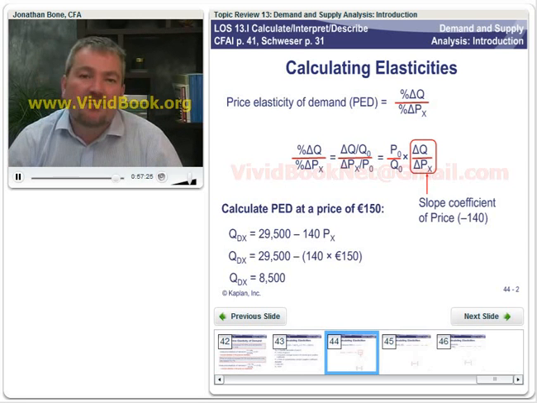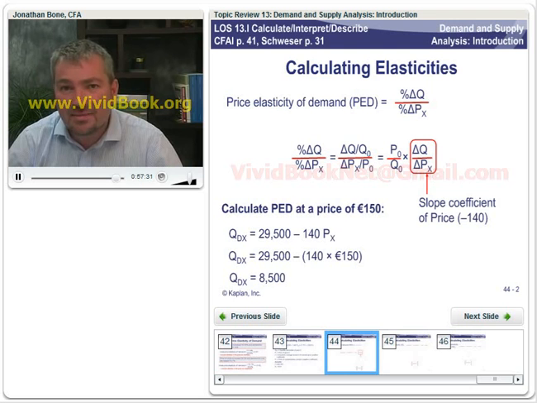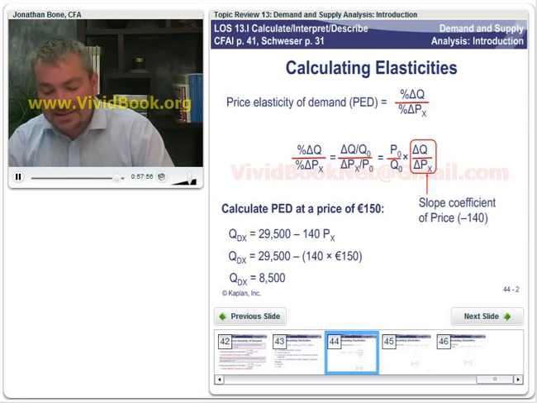So there's our formula. Quantity demanded equals 29,000 minus 140 Px. Let's plug in 150 euros for Px, and we get 29,000 minus 140 times 150. Multiply that out, and you get 8,500. Now that we've got that 8,500, that gives us quantity demanded, and we've also got price, 150. In other words, we've now got P0 and Q0, and we can multiply that by our slope coefficient, which is minus 140, to get elasticity.